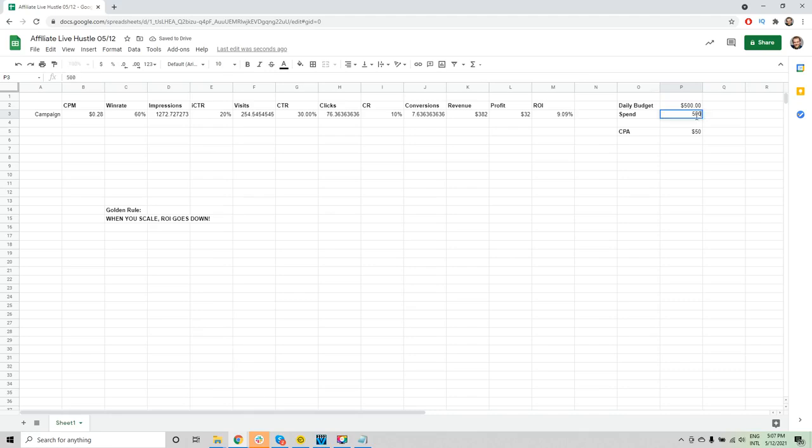Let's say we spend 500. So we're spending our complete daily budget on this campaign. And let's see what happens. We have a CPM of 28 cents. Win rate of 60%, that's fine. 1,818 impressions per day, 20% ICTR, 363 visits per day, 30% CTR, 109 clicks per day.